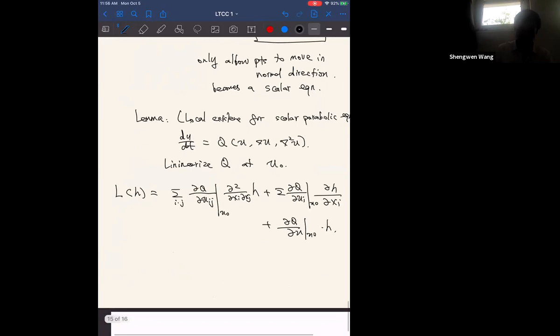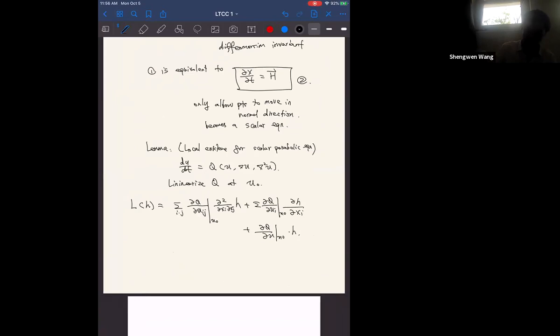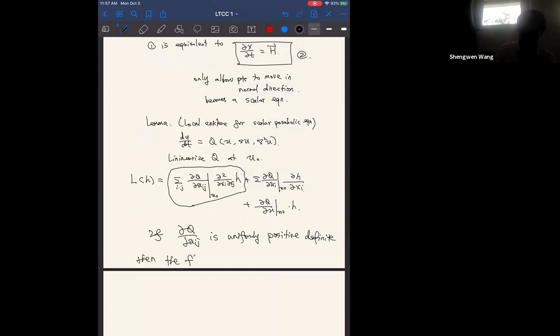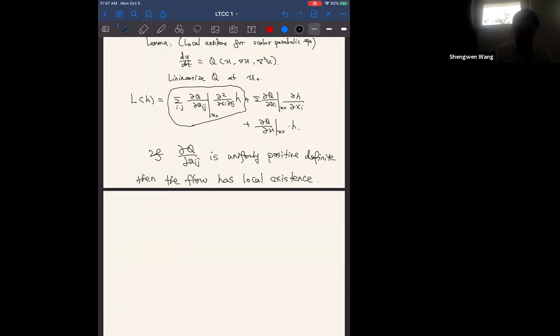And the theorem that we're going to apply is that if the top term of the linearization, which is this highest order term, is uniformly positive definite, then the flow has local existence. And this is easy to check for our graphical equations.